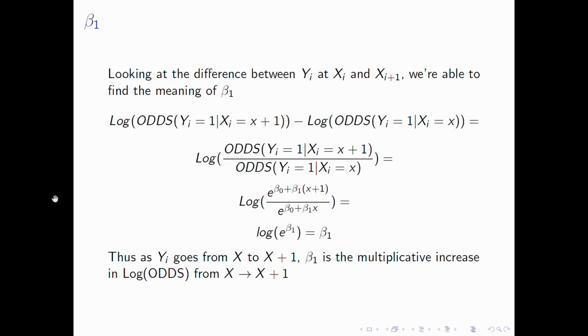So in looking at the difference between yi at points xi and xi plus 1, we're able to find the true meaning of beta 1. Using log rules, we're able to make that difference a fraction within the logarithm. And from there, it can be shown in this slide that the difference between the log odds at xi plus 1 minus the log odds at xi, where xi equals x, is simply equal to beta 1, meaning as x goes from x to x plus 1, beta 1 is the multiplicative increase in log odds from x to x plus 1.